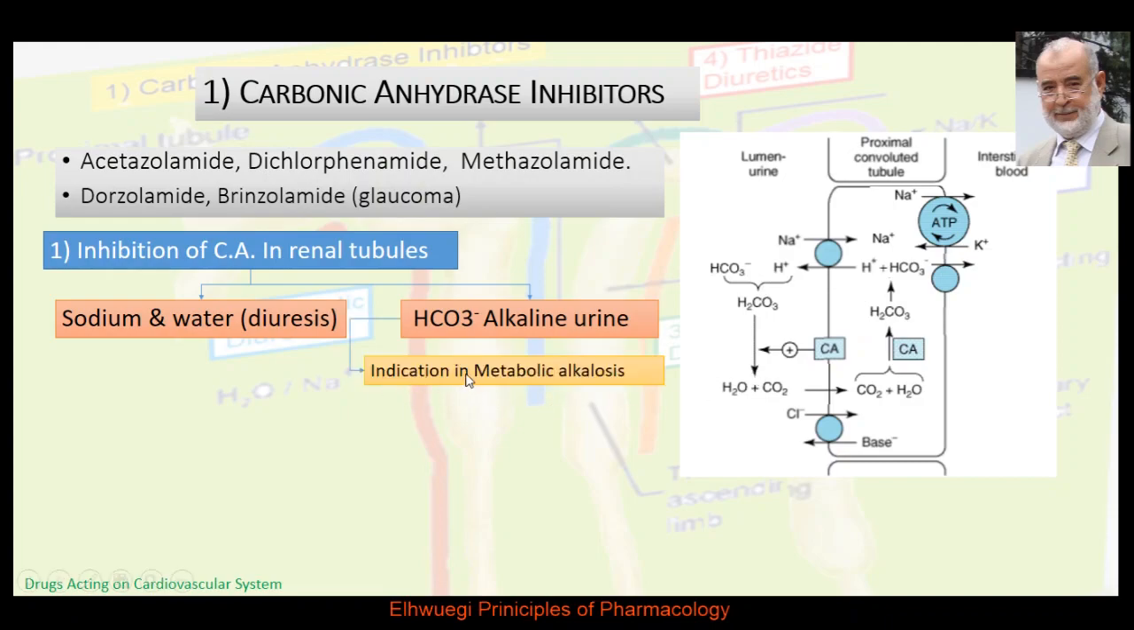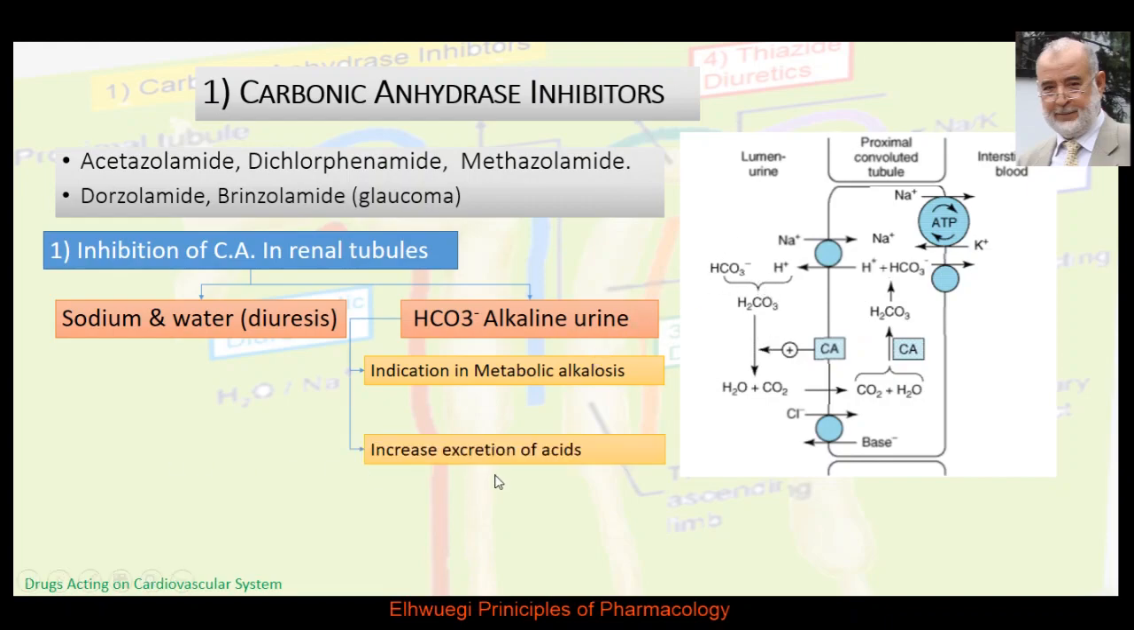The first application, as we have said, is in certain cases of metabolic alkalosis. What does metabolic alkalosis mean? That means the pH of the blood is high, not neutral, towards high levels. It is known as metabolic alkalosis, as it happens in many cases, as we will mention later. So in this case, acetazolamide can decrease the metabolic alkalosis by increasing the excretion of bicarbonate.